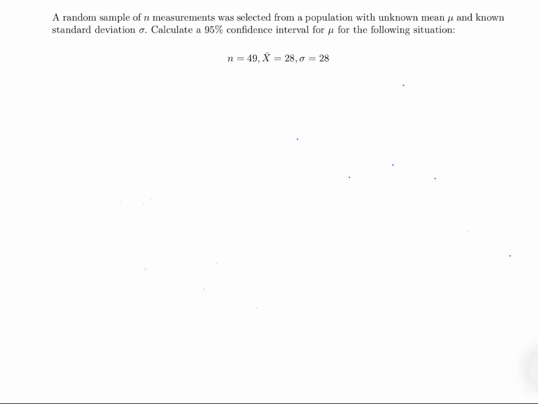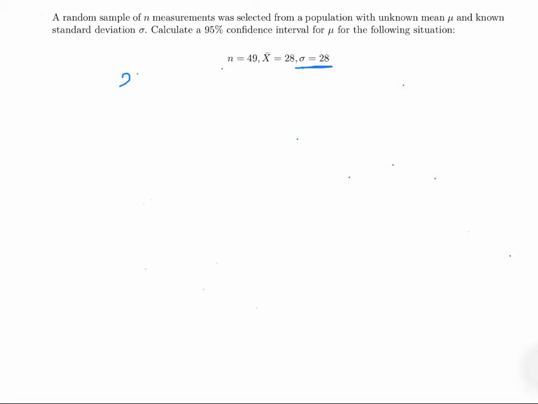A random sample of n measurements was selected from a population with unknown mean mu and known standard deviation sigma. Calculate a 95% confidence interval for mu for the following situations. n equals 49, x bar equals 28, sigma is 28, sigma is known. If we know sigma, what is the confidence interval for mu?